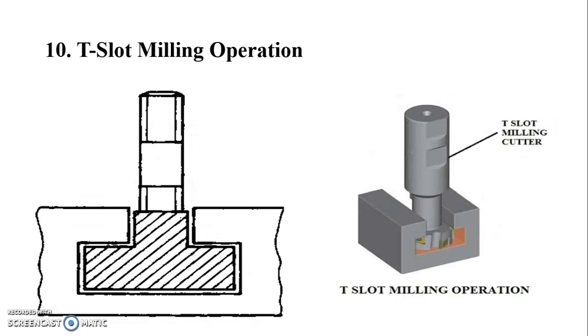Next, that is T-slot milling. Cutting a T-slot in a workpiece holding device is a typical milling operation. As shown in the figure, the size of T-slots depends on the size of the T-slot bolts which will be used. Dimensions of T-slots and T-slot bolts are standardized for specific bolt diameters. Two milling cutters are required for milling T-slots: a T-slot milling cutter and either a side milling cutter or an end milling cutter.